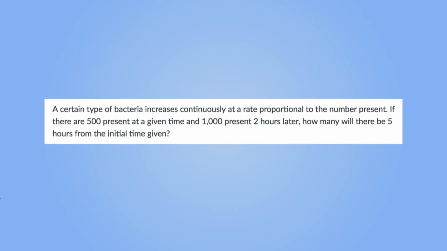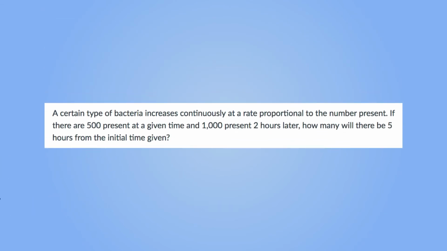A certain type of bacteria increases continuously at a rate proportional to the number present. If there are 500 present at a given time and 1,000 present 2 hours later, how many will there be 5 hours from the initial time given?